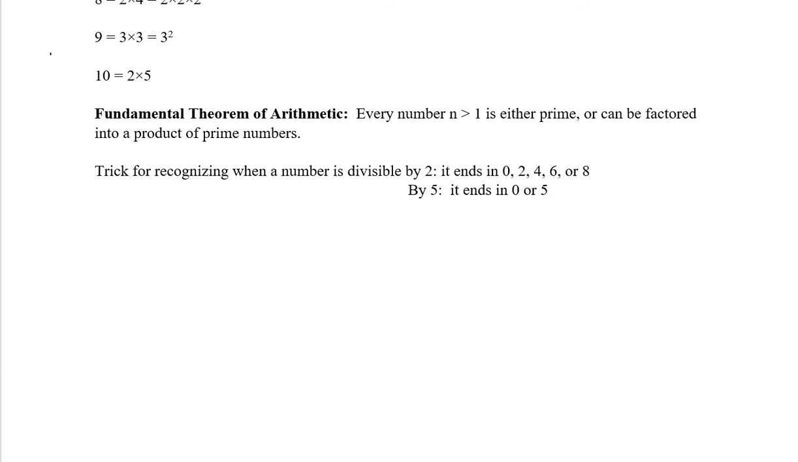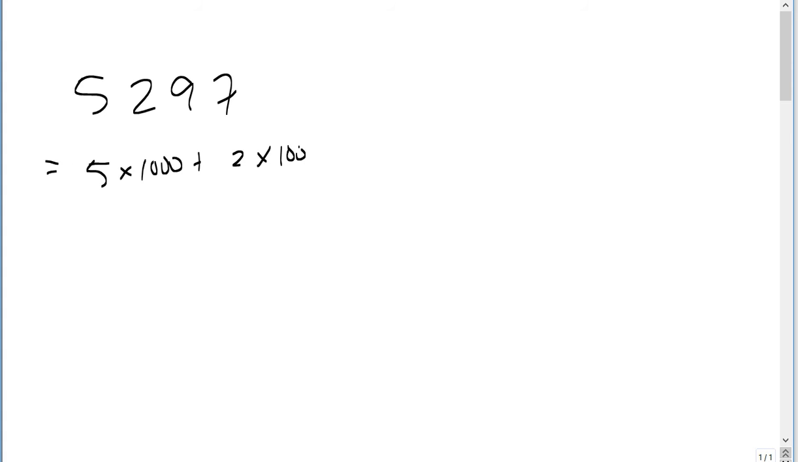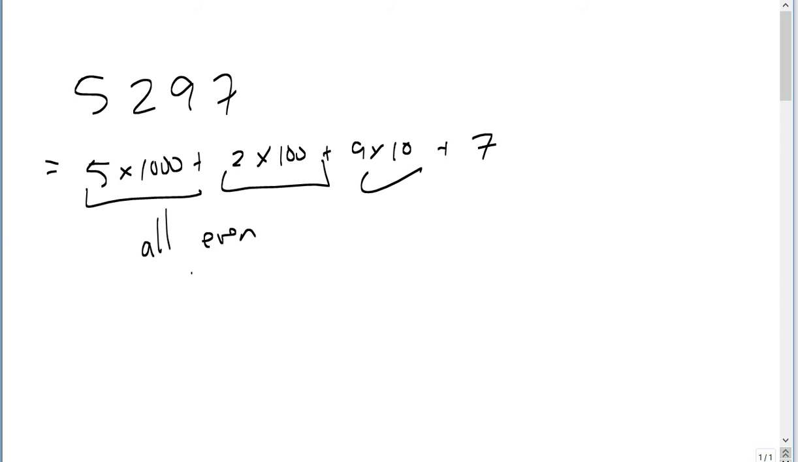And both of these have the same trick, and that is that if you have some number like 5,297 or something like that, this is 5 times 1,000 plus 2 times 100 plus 9 times 10 plus 7. And all of these parts are even. These are all multiples of 2. If you had $5,000, you could always divide that evenly.